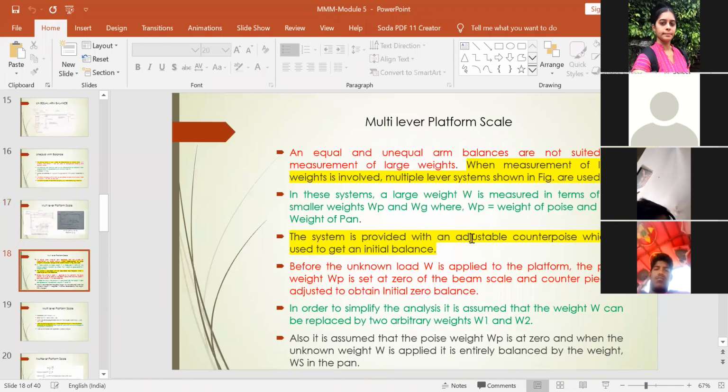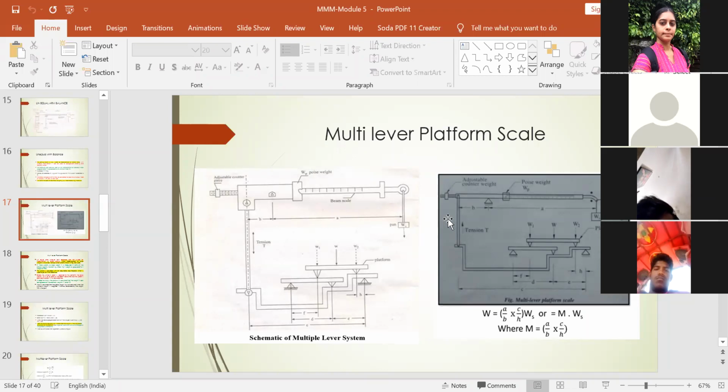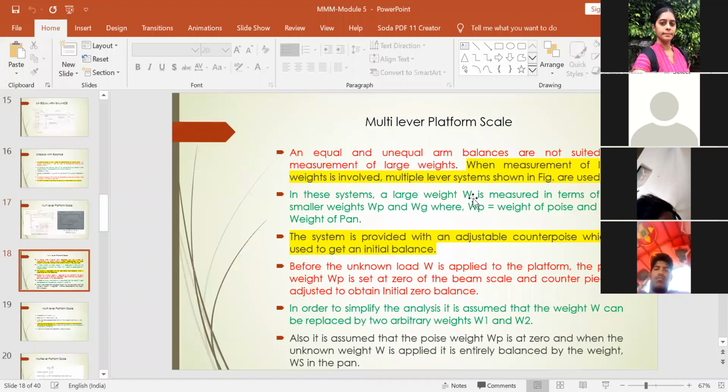So the system is provided with an adjustable counterpoise which is used to get the initial balance. I told you already, you have an adjustable counterpoise here, a counterweight associated with the poise weight. So this helps in balancing the required arm. So before the unknown load W is applied to the platform, what is to be done? The poise weight WP is set at 0 of the beam scale and the counterpoise is adjusted to obtain the initial zero balance.